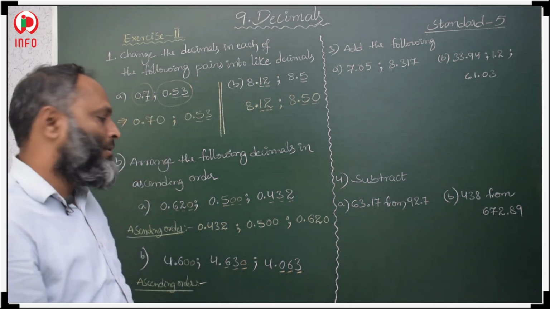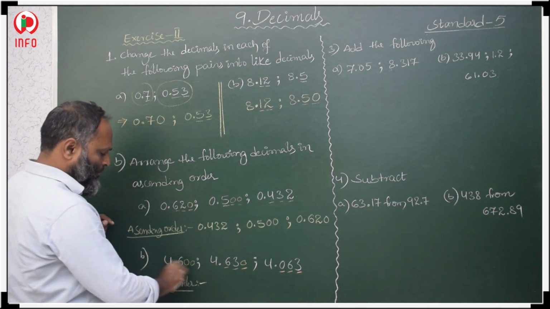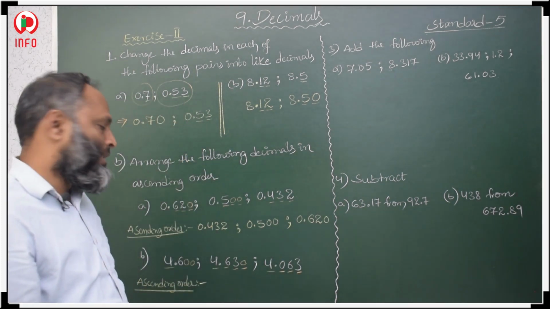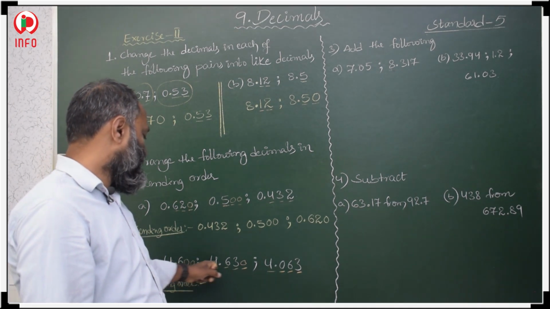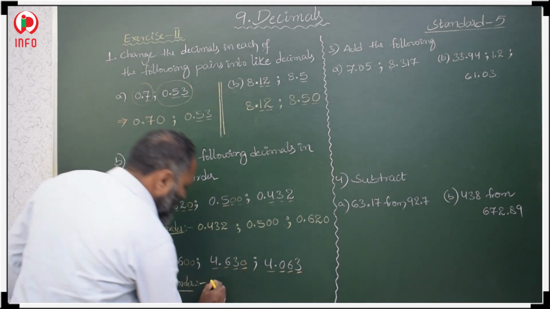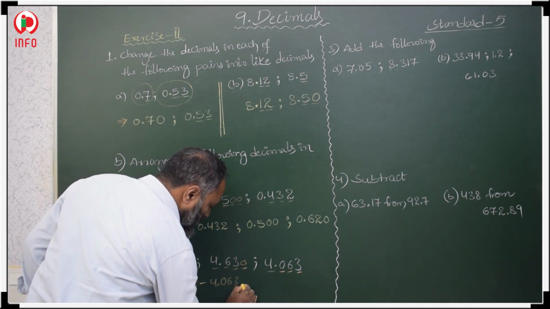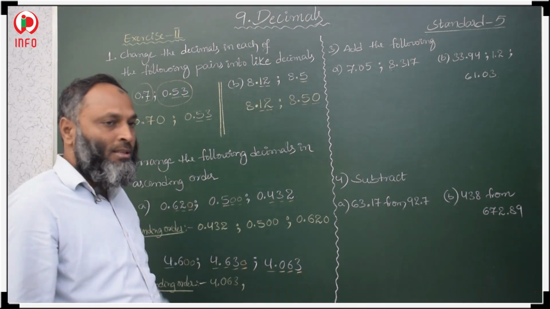Now all these are like decimals. Then you compare from left to right. 4 point, 4 point, 4 point. In all of them the 4 before the point is the same. Now the tenths place: here 0.6, 0.6, and here 0 is smaller, which means 4.063 is smaller. Bigger than this, both are 0.6, 0.6.